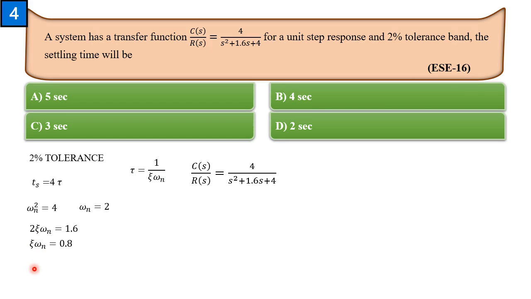So the time constant will be given as 1 upon 0.8 and the settling time will be given as 4 into time constant, 4 into 1 upon 0.8. So it will become 5 seconds. So A will be the correct answer here. 5 seconds will be the correct answer here. Okay, so now we will move to our next question.